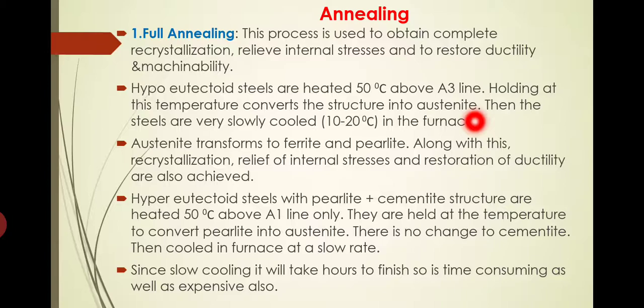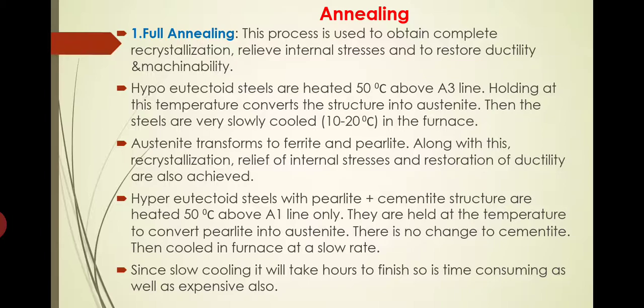So if you hold there for a particular time, then the entire structure will be completely converted into austenite form. That is the stable form above critical temperature. Once the entire structure is converted into austenite form, then the steels are very slowly cooled, 10 to 20 degrees Celsius in the furnace. So the cooling rate is 10 to 20 degrees Celsius only. Within an hour, only this much temperature difference is allowed. So steels are very slowly cooled, or furnace cooling we will be opting. That method is known as annealing.